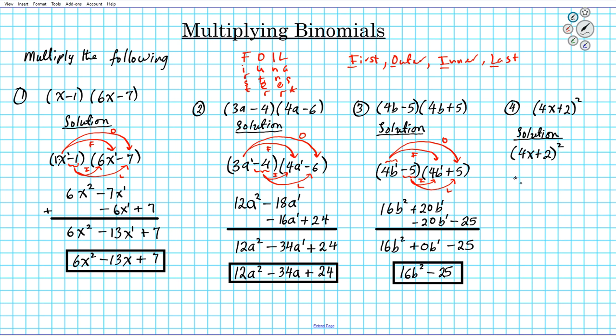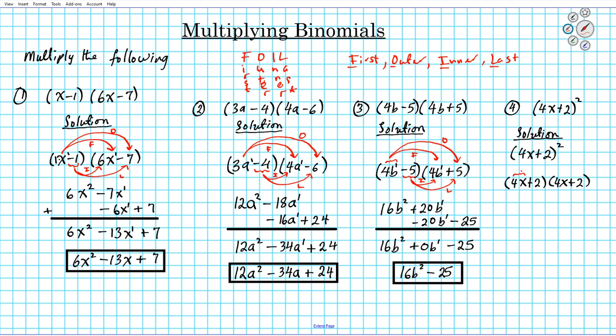Okay, so since it's squared, we multiply it by itself twice, so it's 4x, that's the first one, times another 4x. If it were, let's say, to the third power, you multiply 3 of them, right? So since it's just squared, it's just 2. All right, let's go ahead and multiply these two binomials. Since it's a binomial times a binomial, we'll FOIL or double distribute, okay?